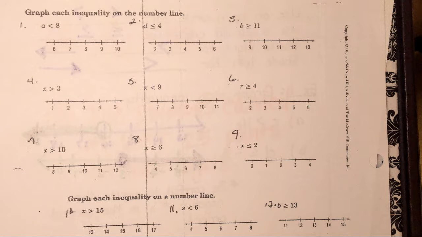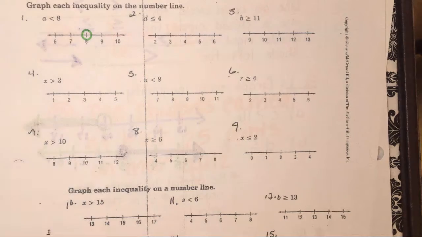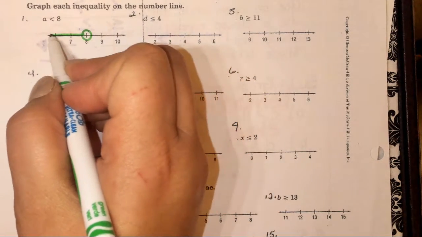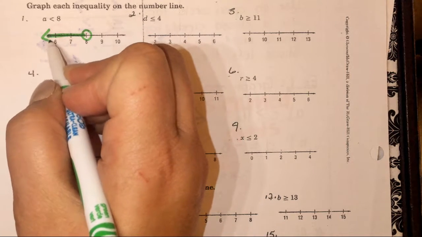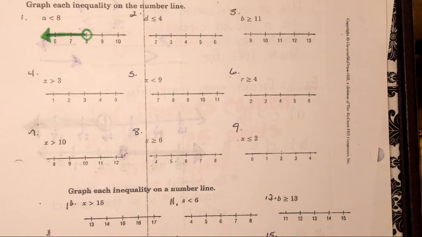Okay, so let's look at number 1 on the back. So we have A is less than 8. Do you have an open or closed circle? Open. Let's try that again. Do you have an open or closed circle? Open. Because it is not equal to. So open circle on 8. Which direction do I shade? Left. Left. And make sure you include your arrow that shows it goes on forever. It means everything less than 8 could be a solution for A.